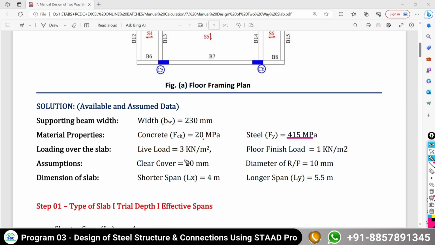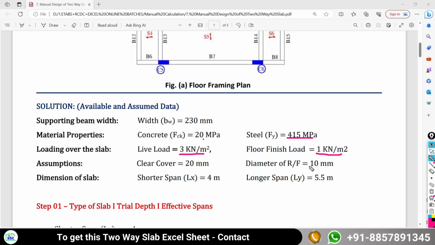The loading over the slab is 3 kN per meter square as live load and floor finish load as 1 kN per meter square. We are going to assume the clear cover for this slab as 20 mm and the diameter of bar as 10 mm. This is the assumption. At a later stage it may get changed.